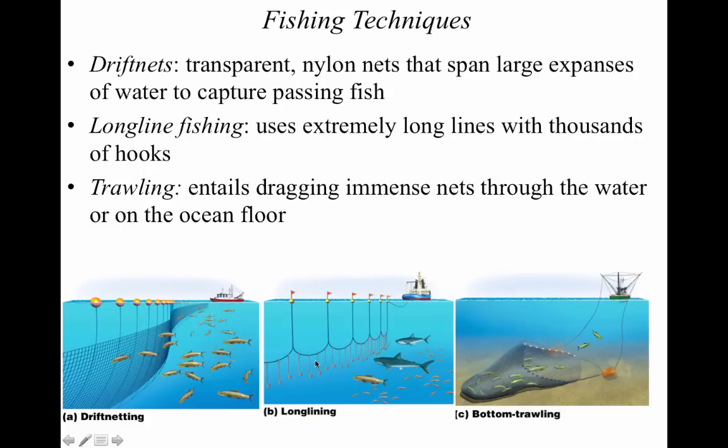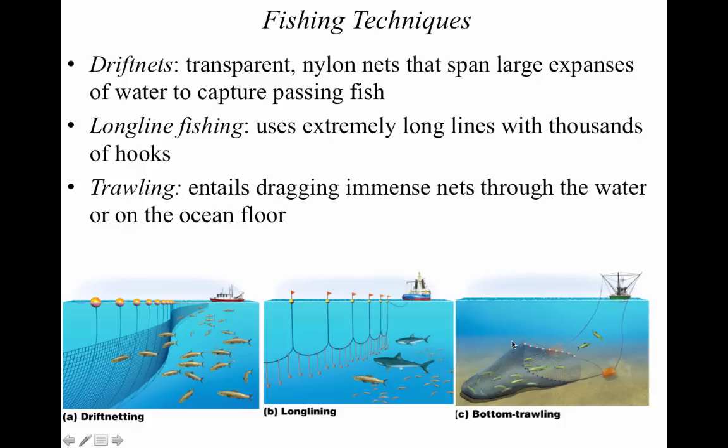Long line fishing uses a very long line here with the buoys on it, and it supports this line here with all these hooks coming off of it. And there could be thousands of hooks on this one long line, and they drop it down, and even if you only get one fish on every 100th hook, you're still going to wind up with a lot of fish based on how long this long line is.